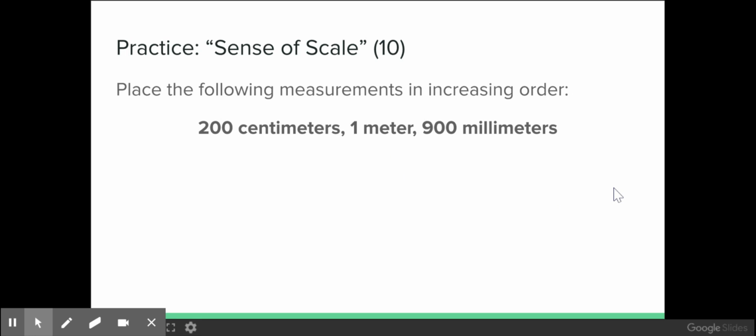Sense of scale, being able to interpret these units and being able to really understand how big or small they are is going to be important for this class.